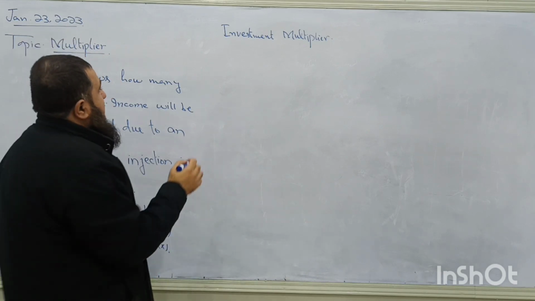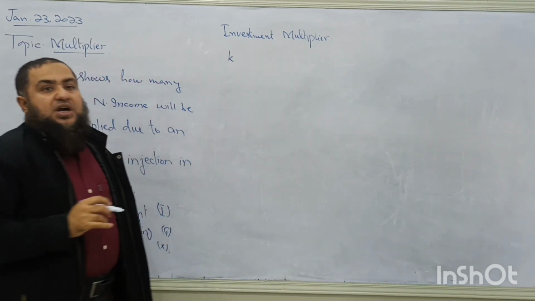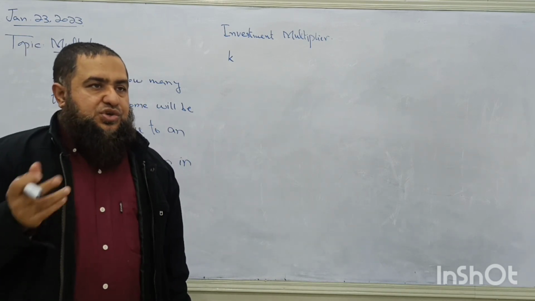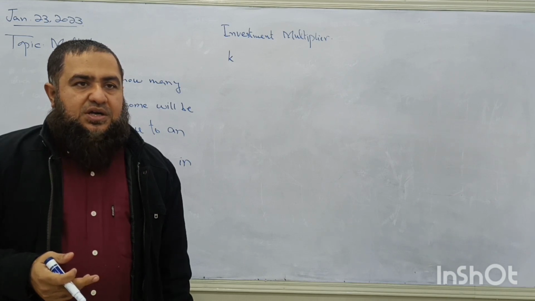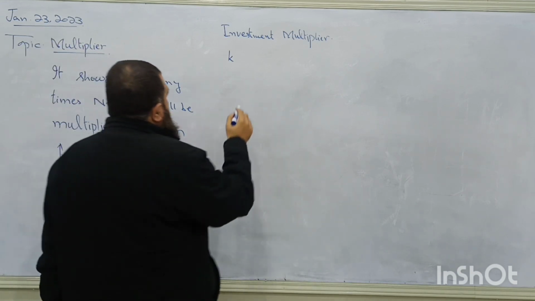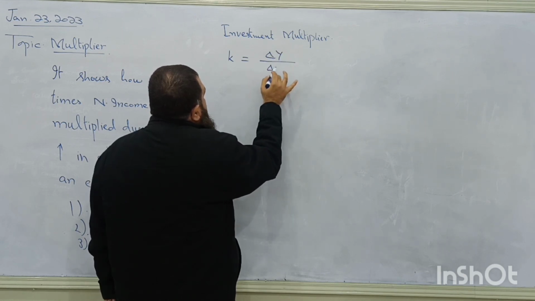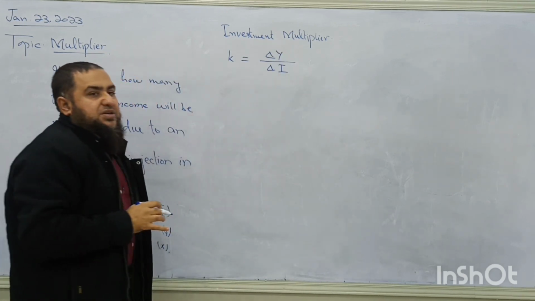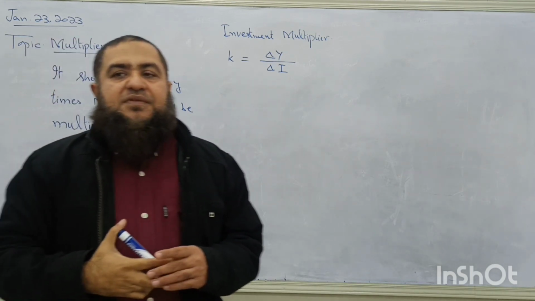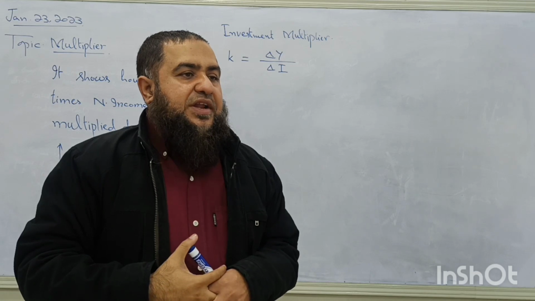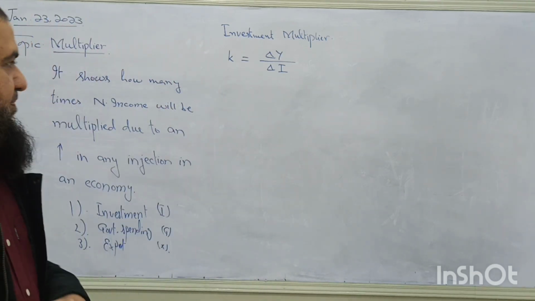Okay. So how can we see? K is denoting what? Multiplier. According to your book, a small letter K is denoting what? The multiplier. It shows us how many times national income will change due to change in investment. How many times national income will change or increase due to change in investment in the economy.